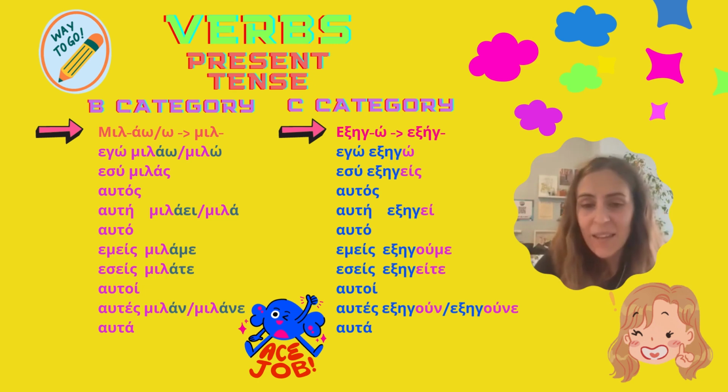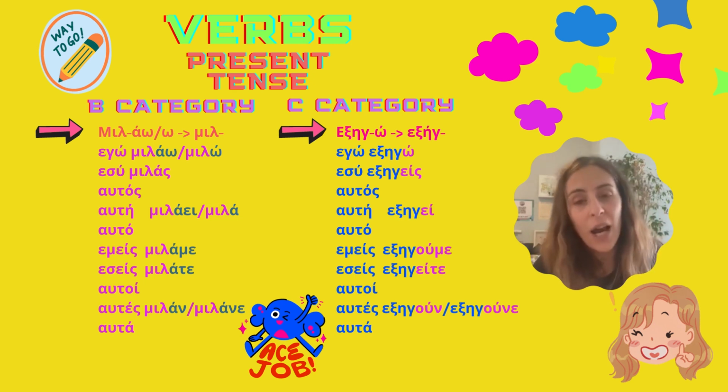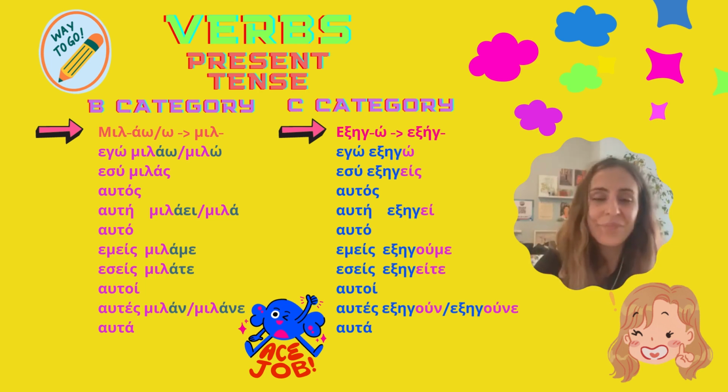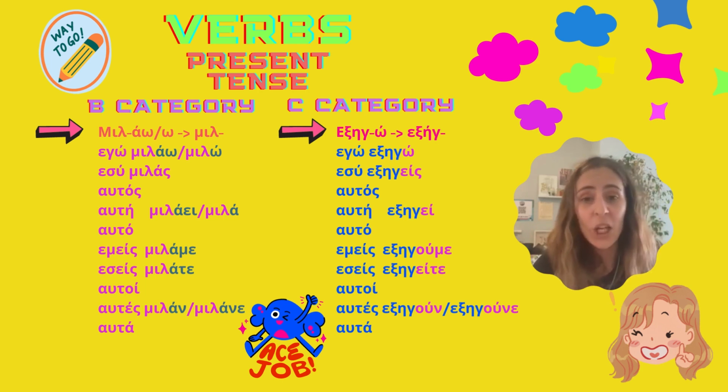Εσύ μιλάς. The ending is άς. Αυτός, αυτή, αυτό μιλάει or μιλά. Άει or ά. Εμείς μιλάμε. Άμε, ending. Εσείς μιλάτε. Άτε, ending. Αυτοί, αυτές, αυτά, three for they. Αυτοί, αυτές, αυτά μιλάνε or μιλάν. Άνε or άν. And third category of verbs, the verbs ending in o with stress, like εξηγώ.